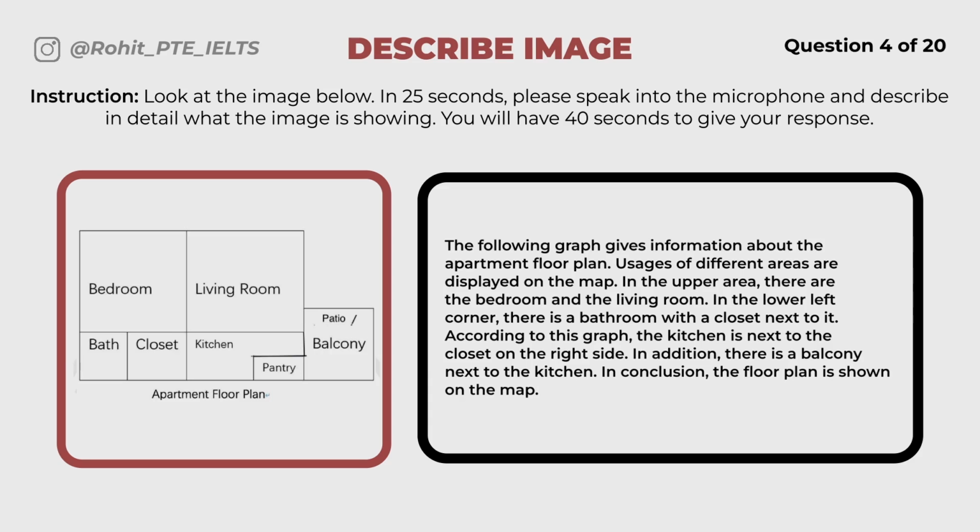According to this graph, the kitchen is next to the closet on the right side. In addition, there is a balcony next to the kitchen. In conclusion, the floor plan is shown on the map.